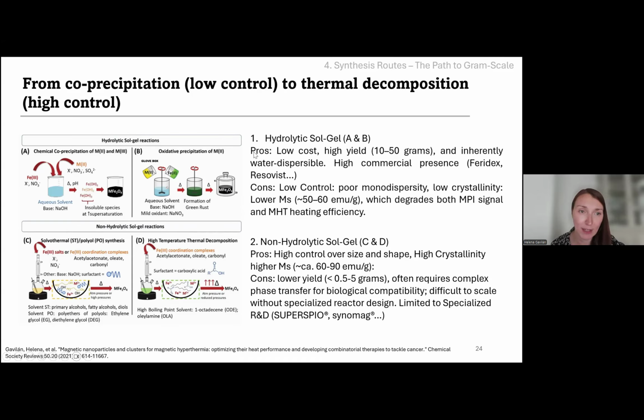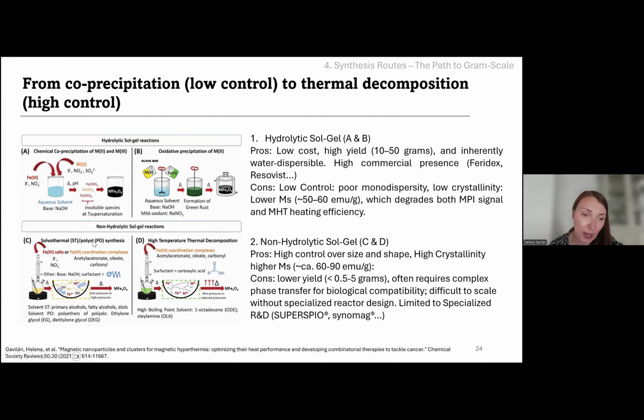On the one hand, we have the coprecipitation, that is a hydrolytic salt gel route. The pros that it has is that it offers a low cost, high yield, so we obtain 10 to 50 grams, and particles are water dispersible. And this is why, as I said, commercial samples were produced like this. Some cons are the low control, so poor monodispersity, low crystallinity, lower saturation magnetization value, which degrades both the MPI signal and the magnetic hyperthermia heating efficiency.